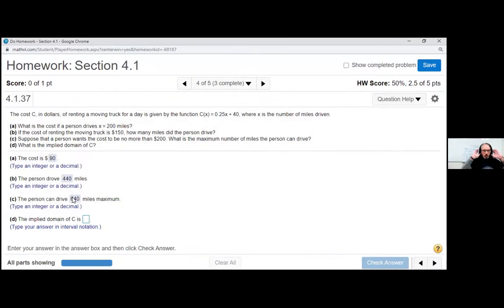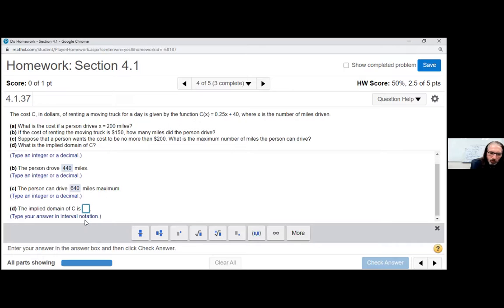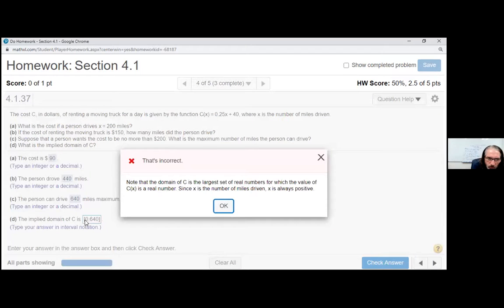And then for the implied domain, because you could potentially drive 0 miles, I think we should include that, although it sounds a little weird. And then because we're talking about driving no more than 200, spending no more than 200, then x would have to be less than or equal to 640. Square bracket there because of inclusion.